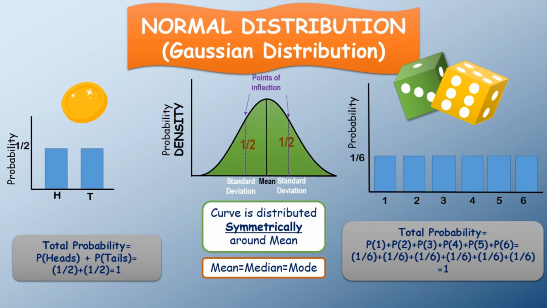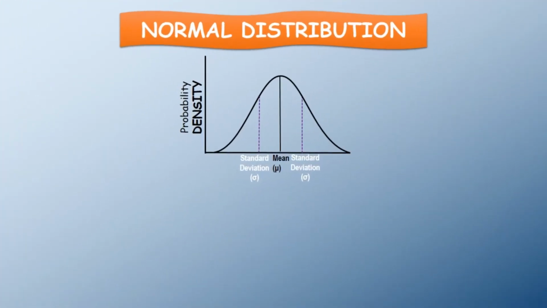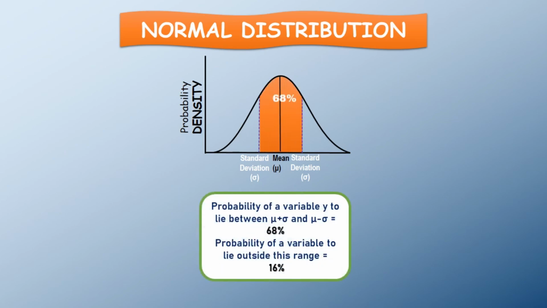Another characteristic feature of normal density distribution is that the probability of a variable to lie between the mean and standard deviation on both sides, or say between both standard deviations, is 68%. Hence, the probability of the variable to lie outside this range is 16% on either of the sides. 68% and 16% on both sides will add up to 100 in total.